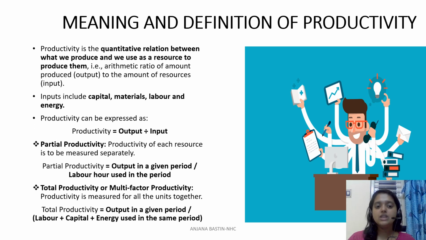Then total productivity, or we call it multi-factor productivity, wherein instead of taking it separately, we club in all the inputs and then get the productivity result. So total productivity is output in a given period of time divided by labor, capital, energy, material, everything which is used in that period of time. By period we might mean a month or a few months or maybe even one year. Based on that we calculate. I hope it is really clear.